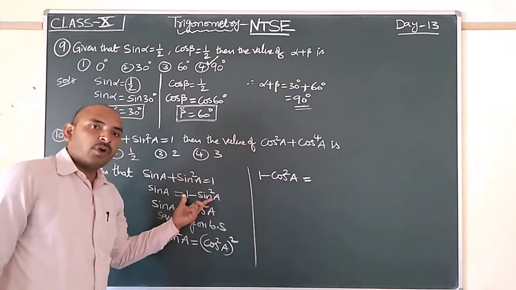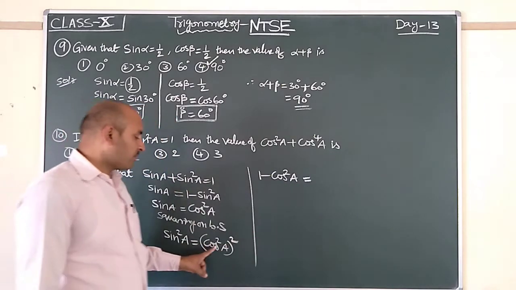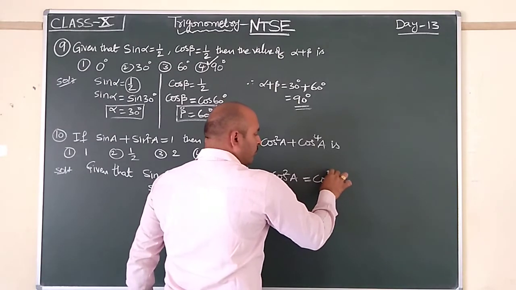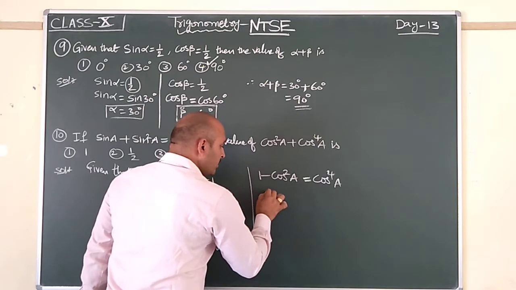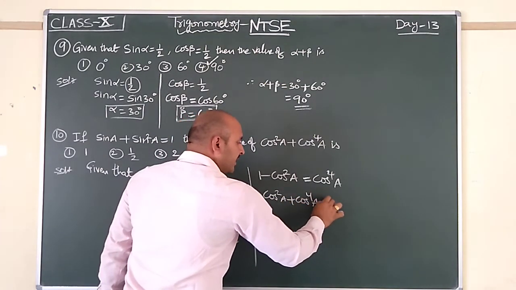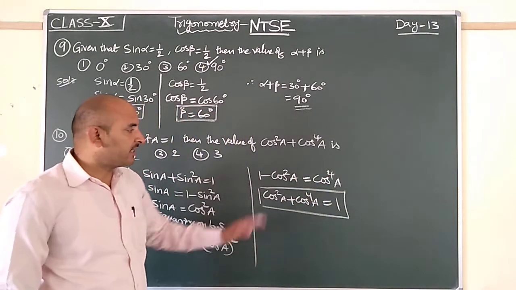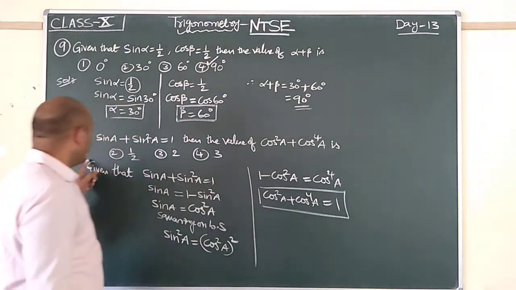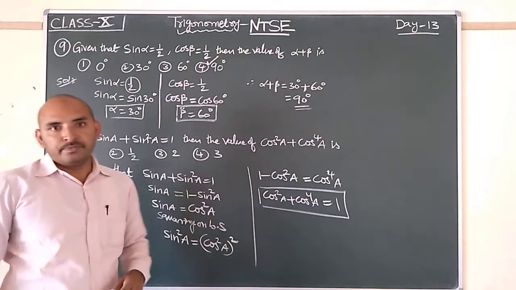Cos square a means 1 minus sin square a. So sin square a is 1 minus cos square a. Cos square a whole square means cos power 4a. I want only cos square a plus cos power 4a, so take this value to that side. Minus cos square a taken to that side becomes plus, so cos square a plus cos power 4a is equal to 1. What is the option here? Option number 1.